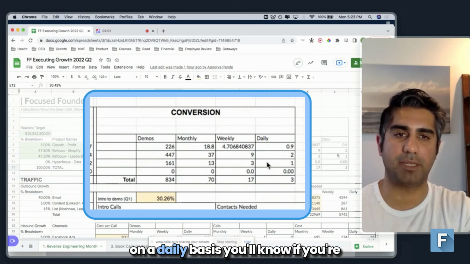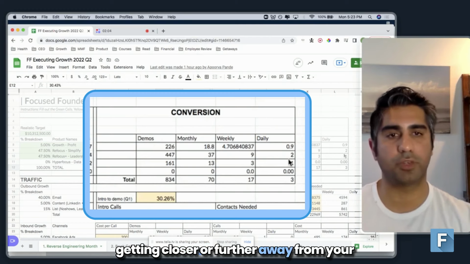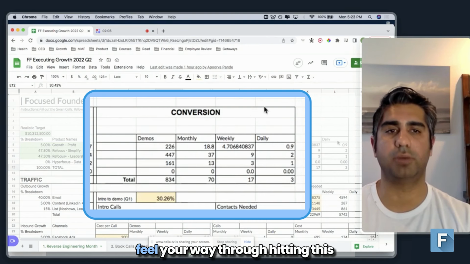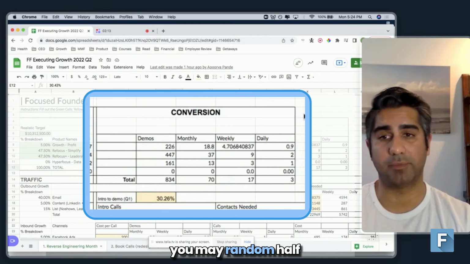And so that way on a daily basis, you'll know if you're getting closer or further away from your goal and how you're averaging. Like you'll have a much easier way to gut feel your way through hitting this 8-figure goal that you may or may not have.